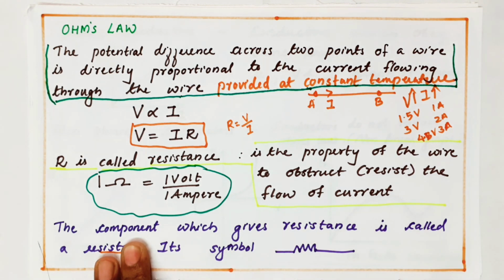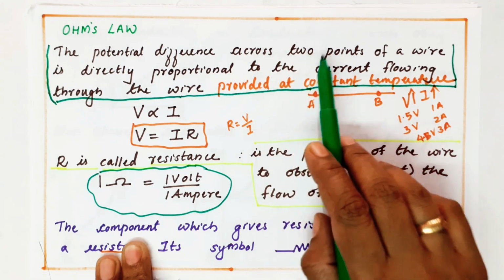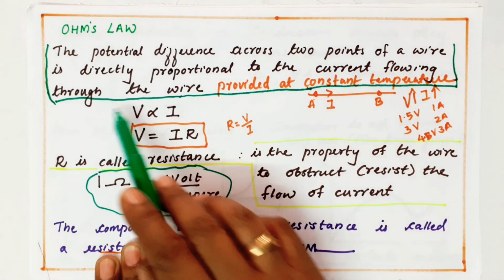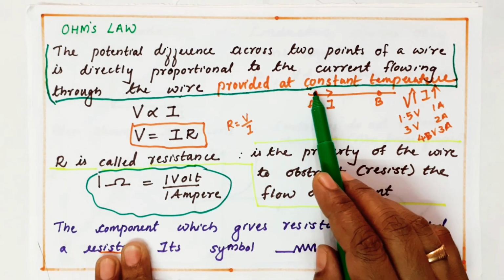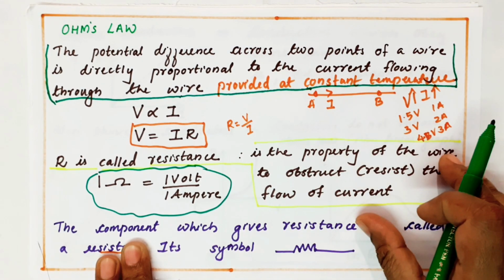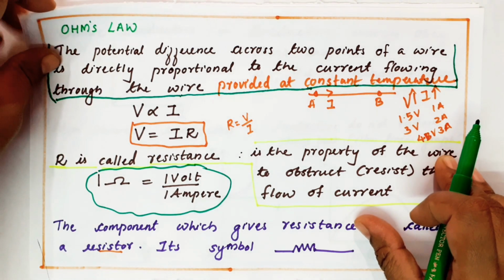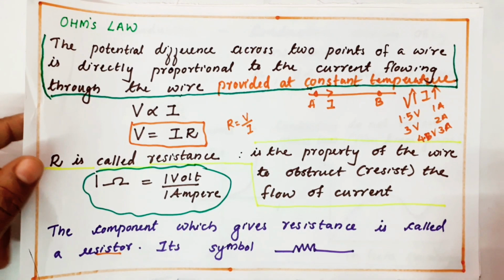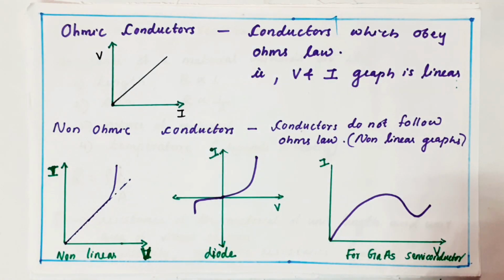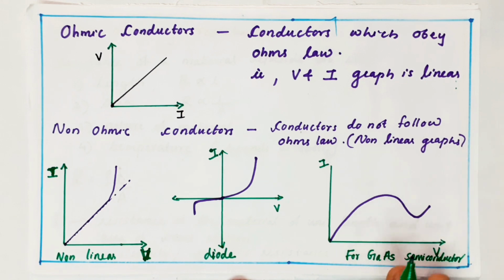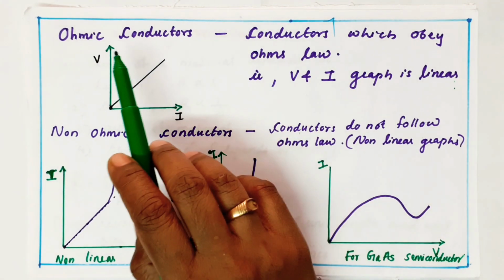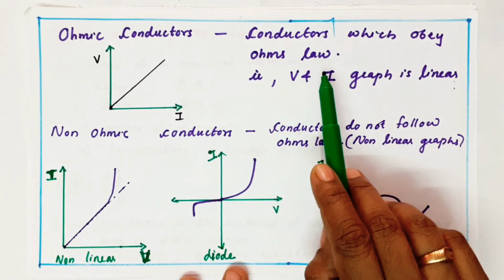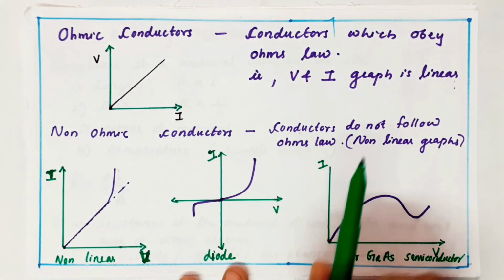Clear? So Ohm's law I can call as: potential difference across any 2 points of a wire is directly proportional to the current flowing through the wire provided at constant temperature. Clear? Because it should be at constant temperature, otherwise the current varies. Now, there are certain materials which follow Ohm's law. Those materials are called ohmic conductors. So conductors which obey Ohm's law are called ohmic conductors.